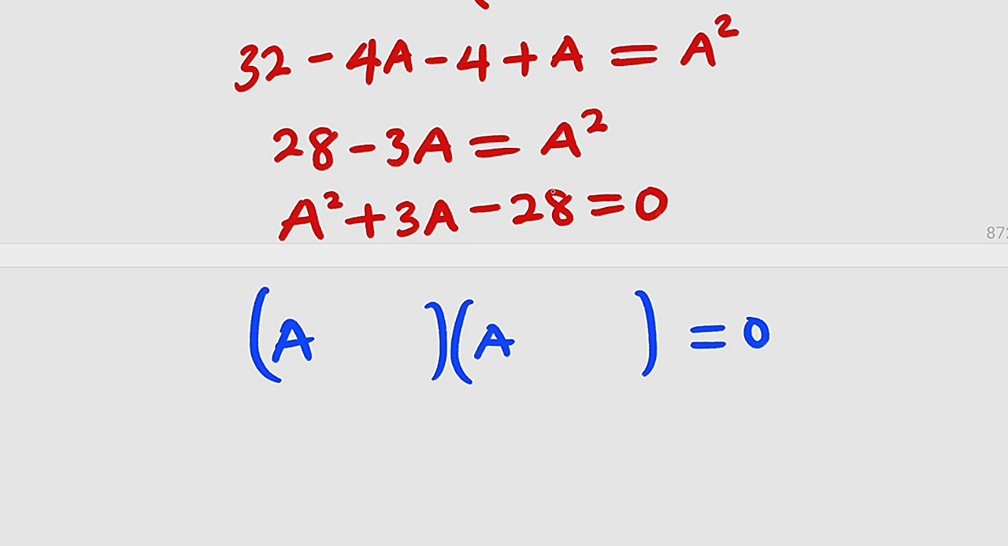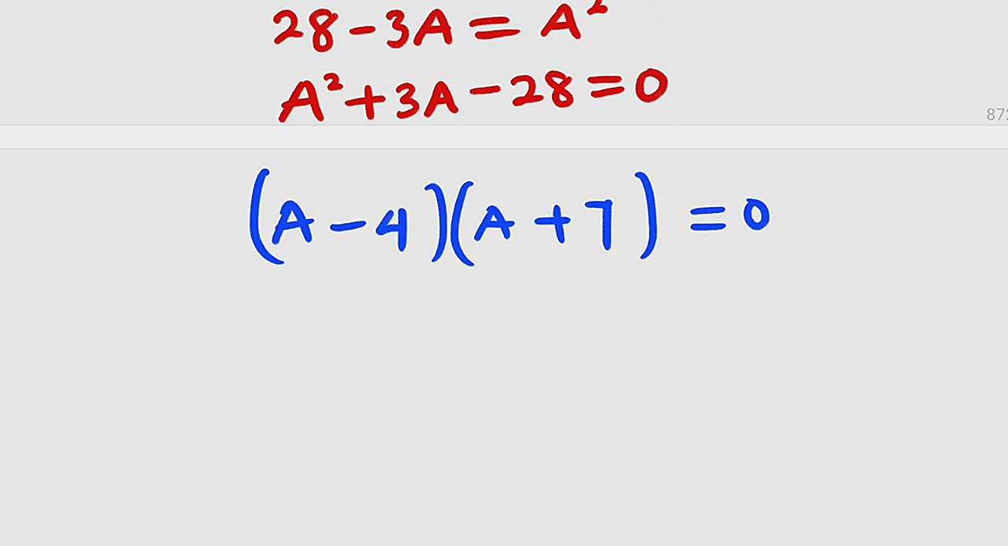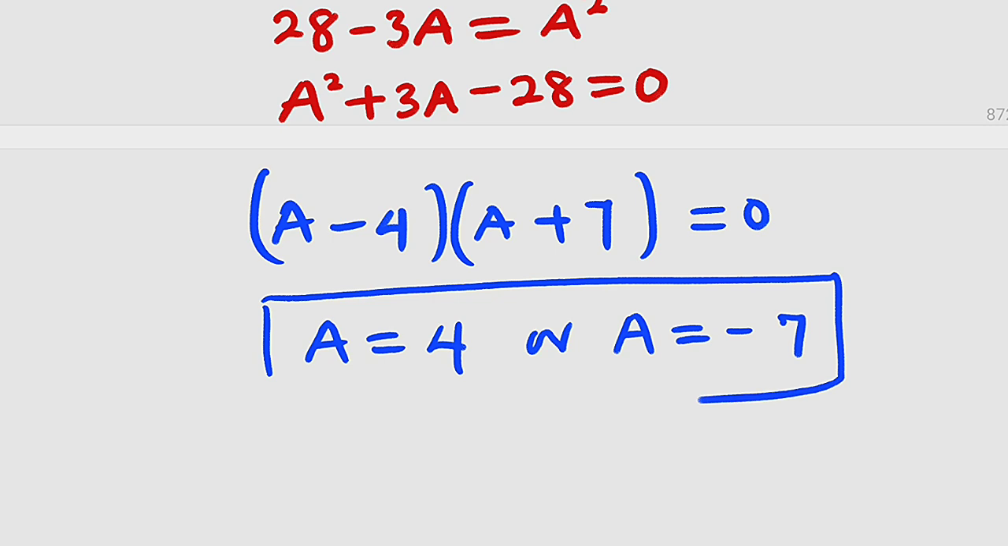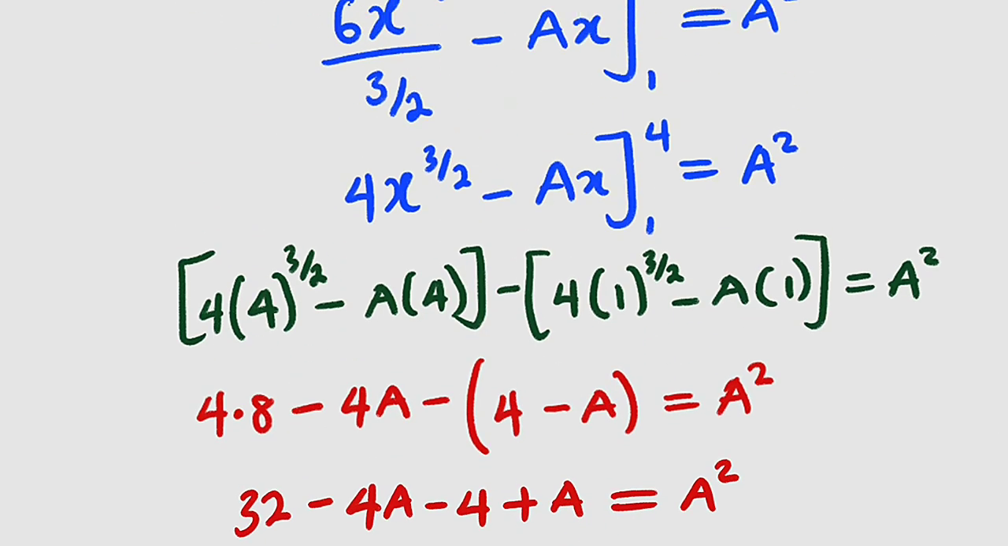Now let us think of two numbers we can multiply together to get negative 28, but when we add the two numbers, we get positive 3. That is negative 4 and positive 7. We're going to set each factor to be equal to 0. Therefore, a could either be equal to positive 4 or a equal to negative 7. And hence, these are the possible values of a in that given problem.